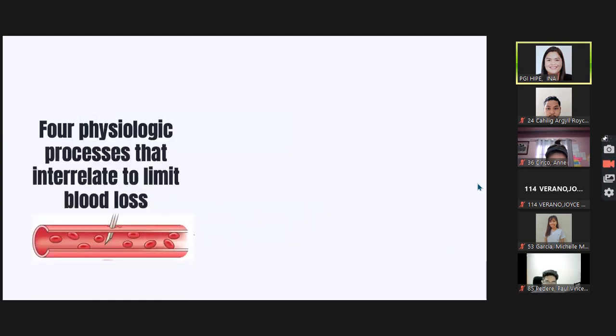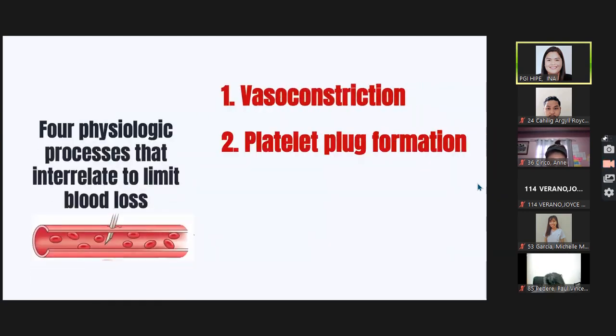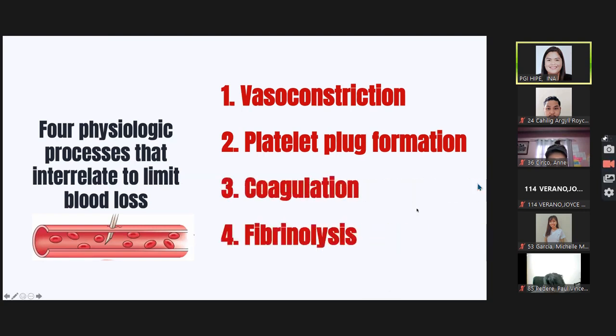So there are four physiologic processes that interrelate to limit blood loss. First, we have vasoconstriction. So vasoconstriction is actually the first one, but it is not powerful enough to prevent blood loss, diba? But it is the initial na mechanism to prevent further blood loss or to repair damage to vessels. Next one is platelet plug formation. So we are very familiar with this. That's why we have to familiarize ourselves with the function of the platelets. Okay. Next is coagulation. So that's clotting, diba?